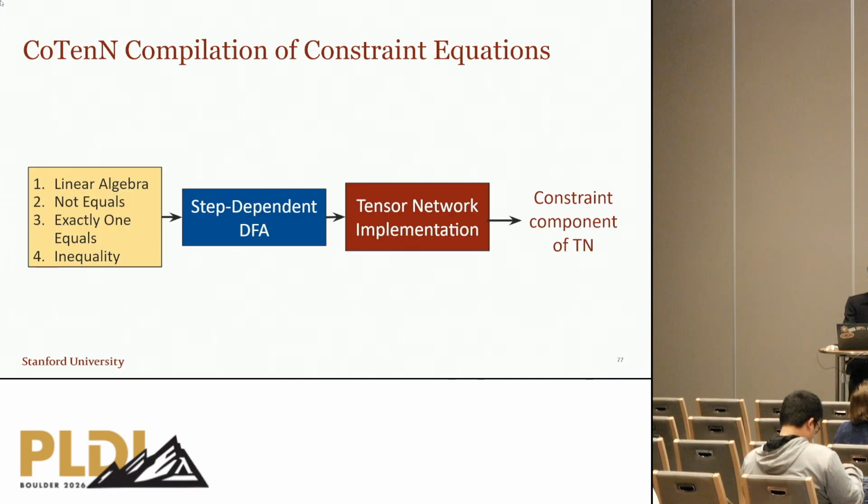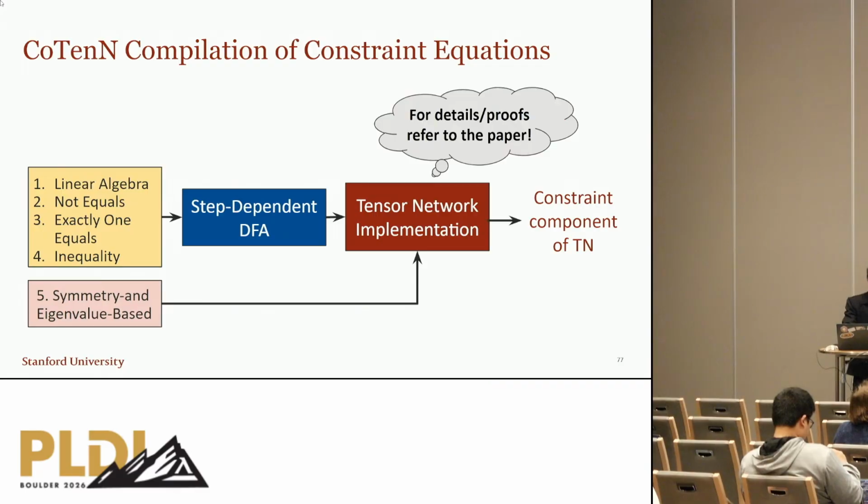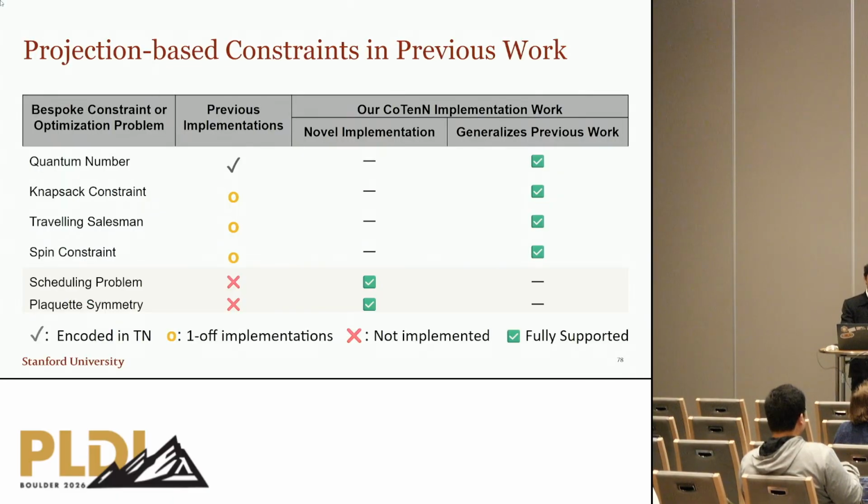So a lot of our constraints can be implemented into a tensor network through this process. There's this one other type of constraint that I'm not talking about here in this talk. Please refer to the paper, which can be directly implemented into a tensor network and doesn't really go through this DFA process overall. For details and proofs for some of these transitions and mappings that I was talking about, please again refer to the paper.